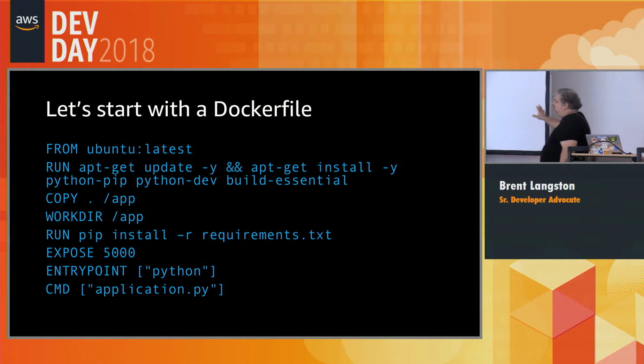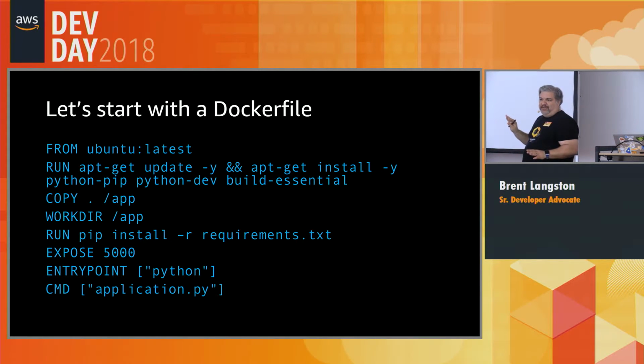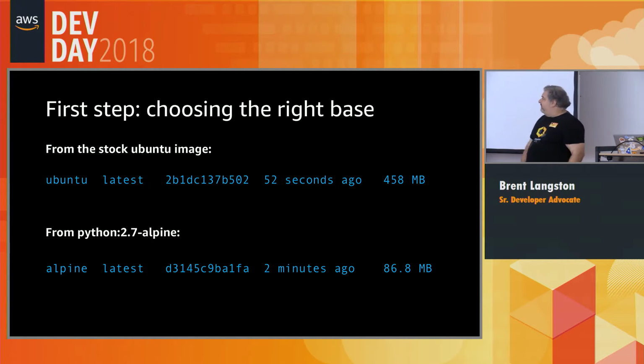So this is a very basic Docker file. It looks fine. We start with Ubuntu latest. We then run apt-get update, and we do apt-get install Python stuff. Then we copy our application. We change directories to our application. We run pip install requirements. We expose 5000. We set up the entry point to be the Python command with application.py as the argument. This looks totally normal, right? This is perhaps even a good Docker file, but it can be better.